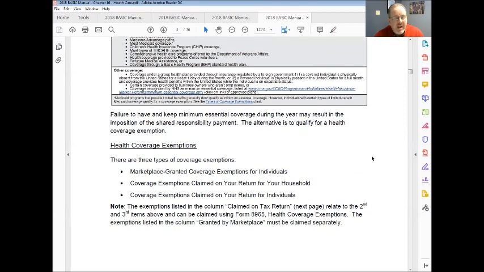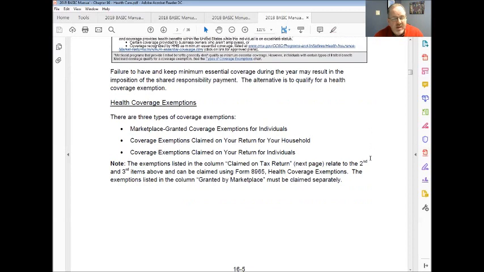Now, if you do not have coverage, we have three ways that we can get exemptions. We can get it from what's called a marketplace. Each state has its own, or maybe is part of the federal marketplace. We can ask for an exemption there. All but one of those exemptions have to be asked for prior to the tax year. So if you know you're on hard times or something's coming up and you're asking, hey, I can't afford my insurance this year, you have to ask that before the fact, not after the fact when you file your tax return. Now, there is a form you can do for the marketplace that is after the fact, and that would be a hardship. We'll talk about that here in a second, okay?